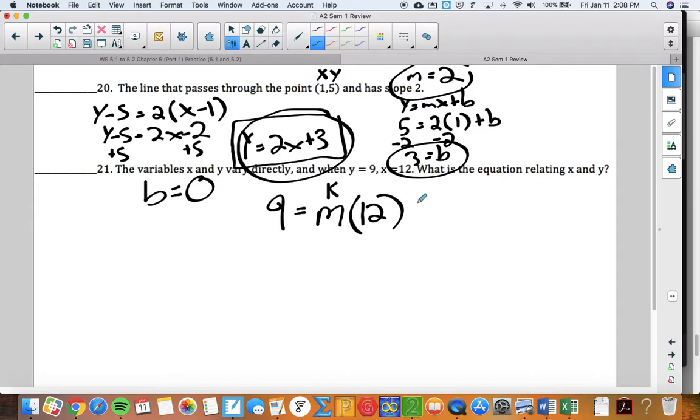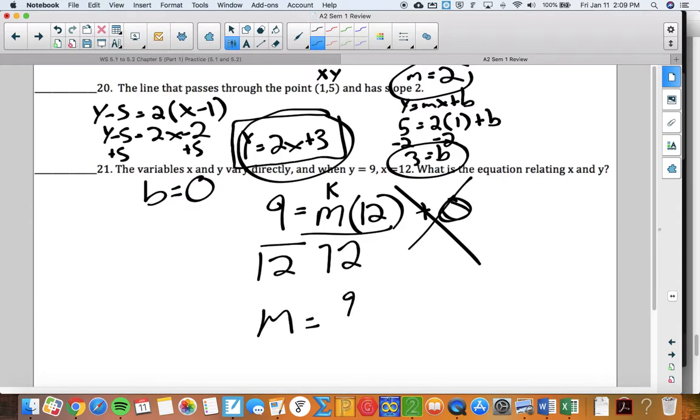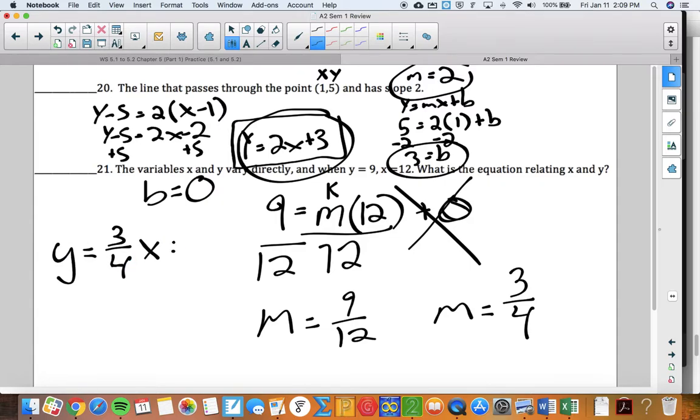And again, your y-intercept is 0. So you're solving for slope, which is m or k. So divide by 12 because there is no y-intercept. So m equals 9/12, which is written as 3/4. So what is the equation relating it? Well, y equals 3/4 x. And then you could write down the plus 0, but it's silly to do that. So this would be the equation.